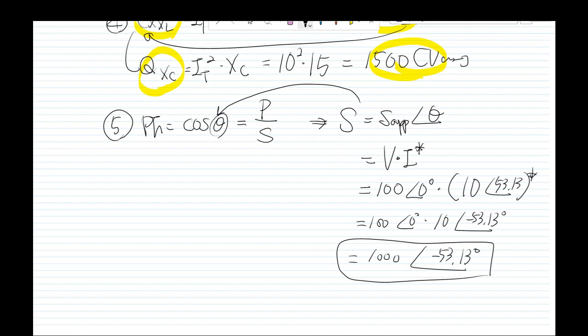So now the cosine theta is the cosine of minus 53.13. I will try to calculate it. Cosine 53.13 is 0.6. So the power factor is 0.6. If you see it in the quiz or exam, I can ask you what's the power factor. You have to follow. So 0.6. The last question: is the power factor leading or lagging? Okay, that is class Y.